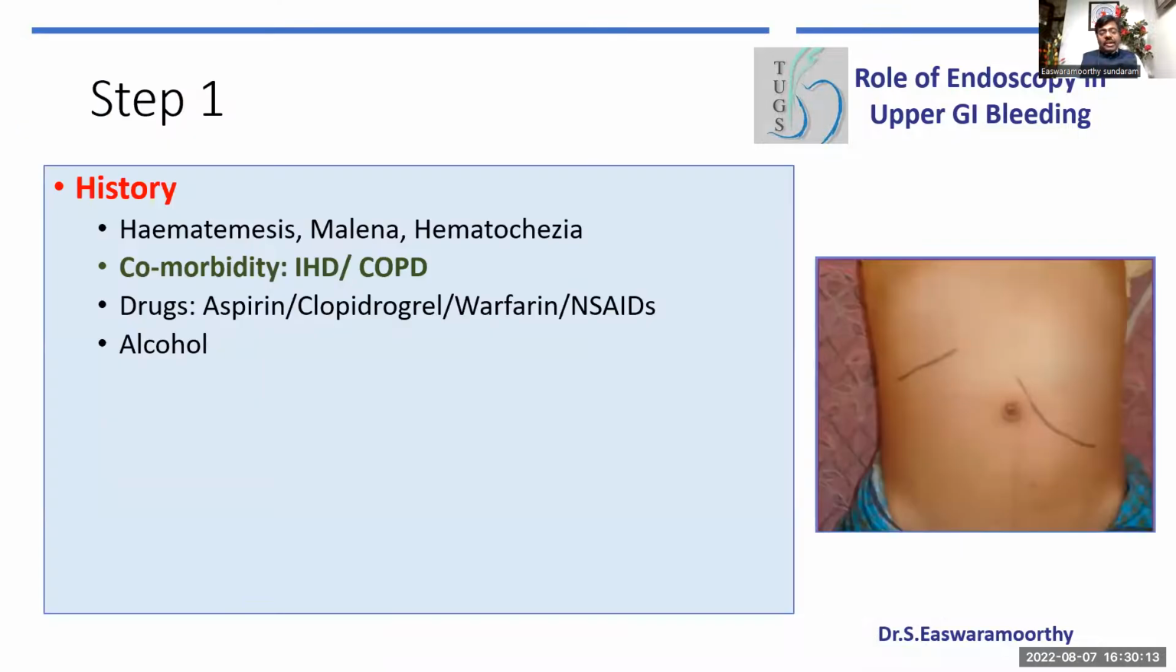Let's go on. If you're going to see a patient as a beginner, you need to get a comprehensive history, especially their comorbidity. A very, very important thing which determines the patient's outcome is not only the cause of the bleeding, but what is accompanying it. In a patient with ischemic heart disease or COPD, not only may doing an endoscopic procedure itself be a daunting task, but the 30-day mortality is also significantly high.